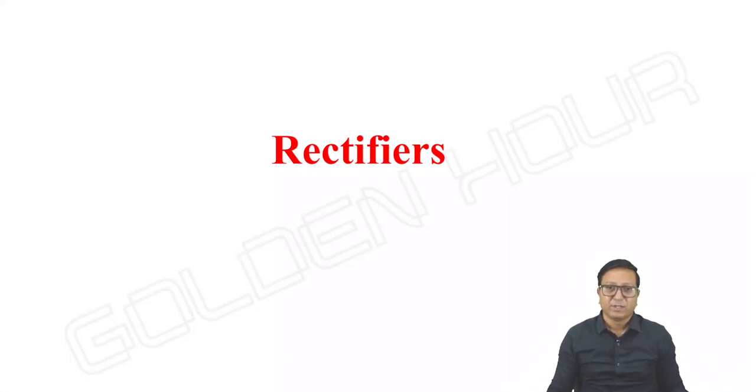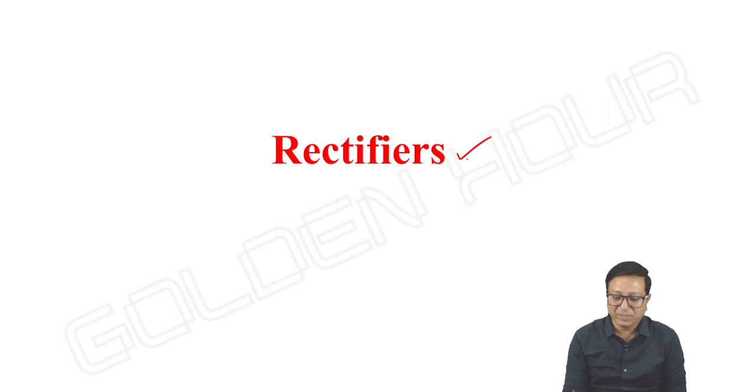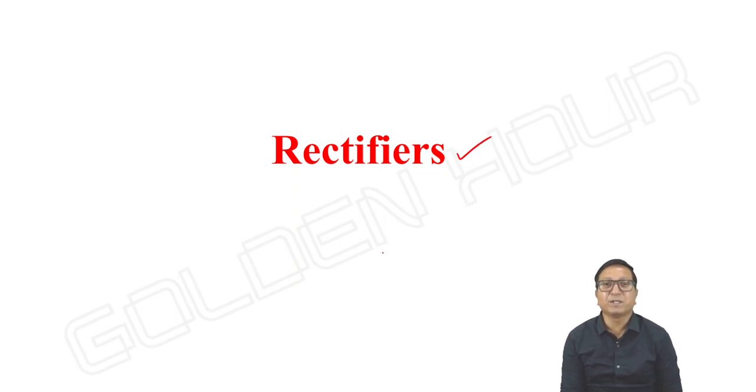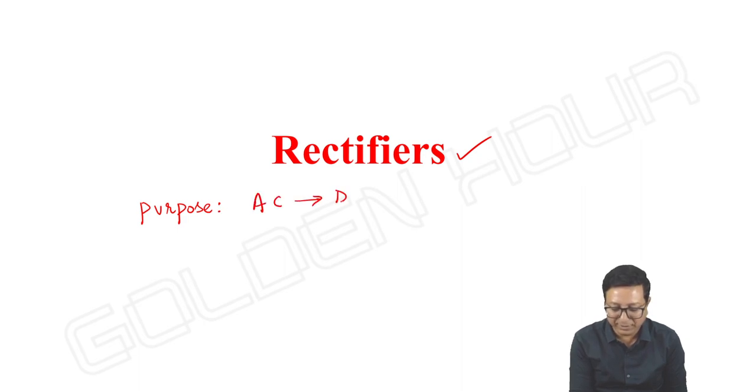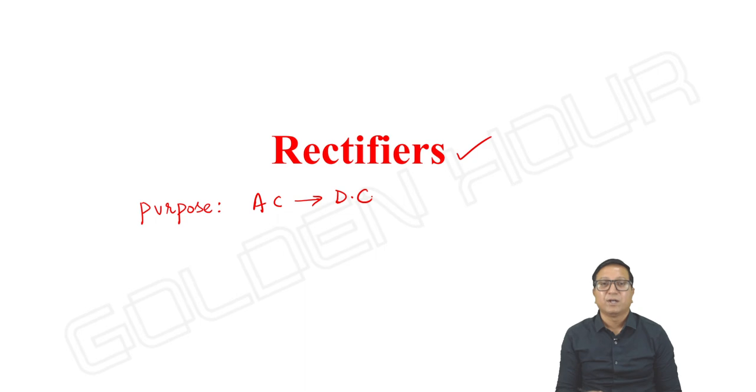Rectifiers. What is the main purpose of these rectifiers? They are mainly used to convert AC signal into DC. The main purpose is to convert AC signal into DC signal. Why do we convert AC signal into DC signal?